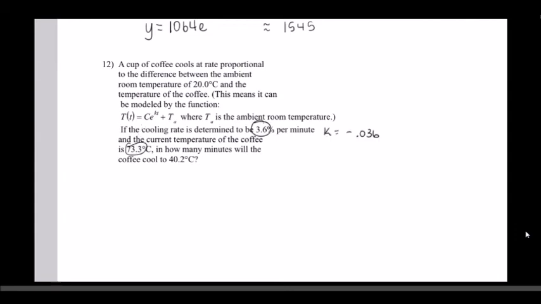The value of C in this case is the value when time equals 0. So here's what I mean. The temperature when time equals 0 is equal to 73.3 degrees. That's equal to C e to the negative 0.036 times 0, plus the ambient room temperature here in the formula, which is 20 degrees Celsius.